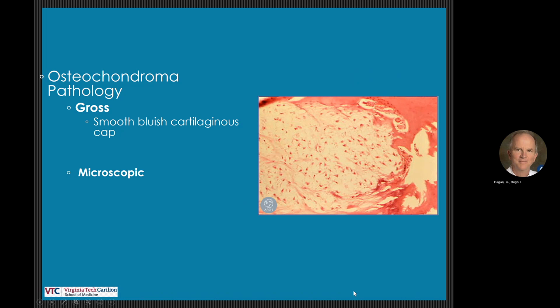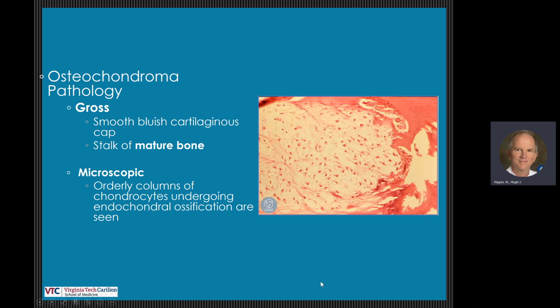Microscopically, well, grossly, they tend to be bony lesions with a cartilaginous cap and a stalk of mature bone surrounded by a normal appearing periosteum. And microscopically, they're just healthy looking chondrocytes overlying a stalk of lamellar bone.